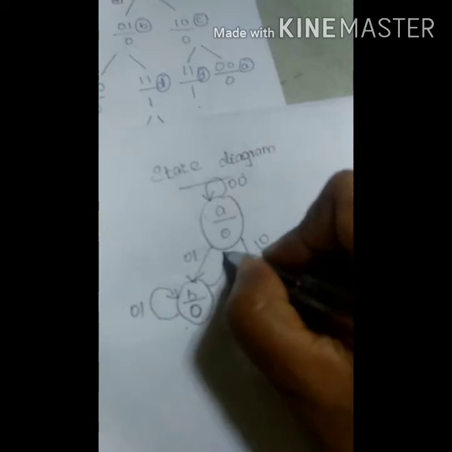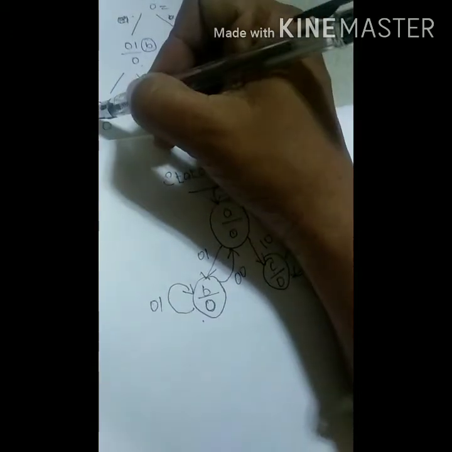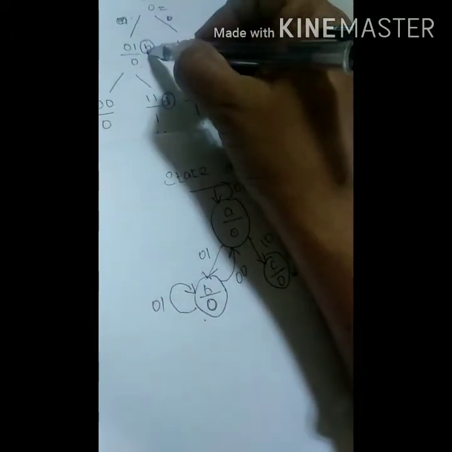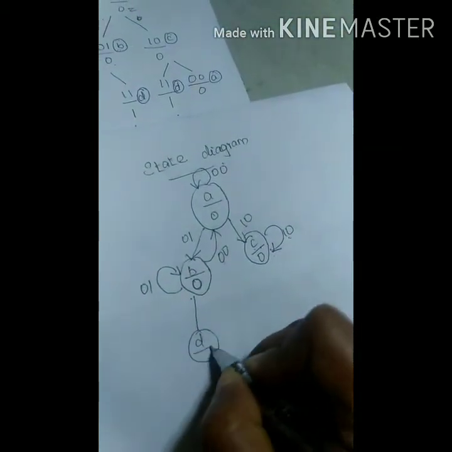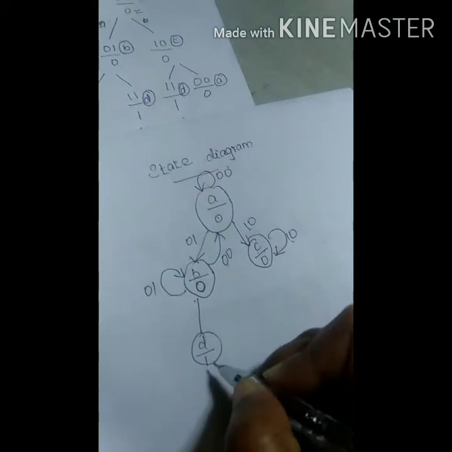After that, if I am giving 0, 0 to the B state, what will happen? It will go to the A state. So if I am giving B to 0, 0 state, it will again go to the A state. If I am giving B to 1, 1, it will go to the D state with the output of 1.